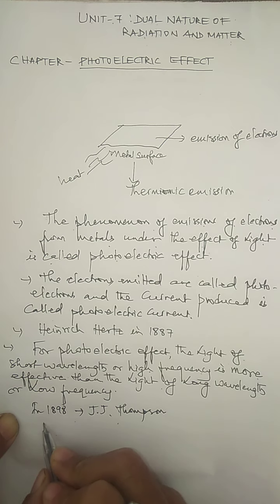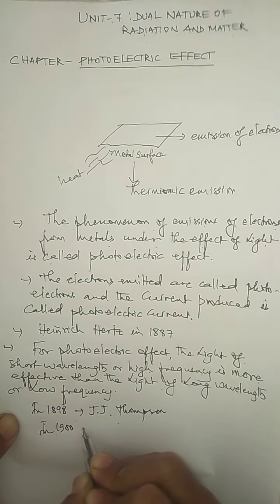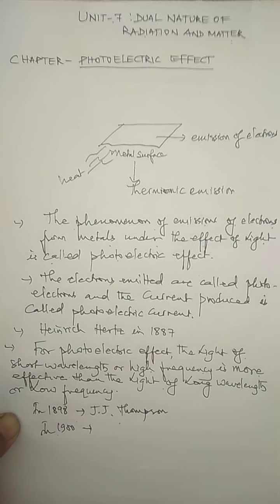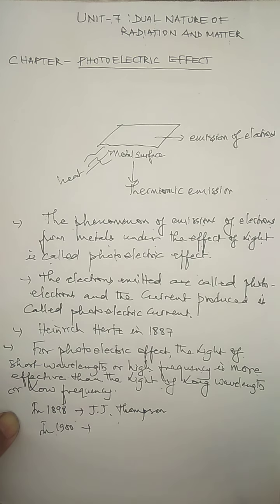But his work remained only an observation, because after 2 years, in the year 1900, two more scientists, Lenard and Halwachs, observed the same phenomenon experimentally. They verified the emission of electrons from the metal surface when light of a certain frequency is imparted to it. This observation was made with the help of a simple experiment.